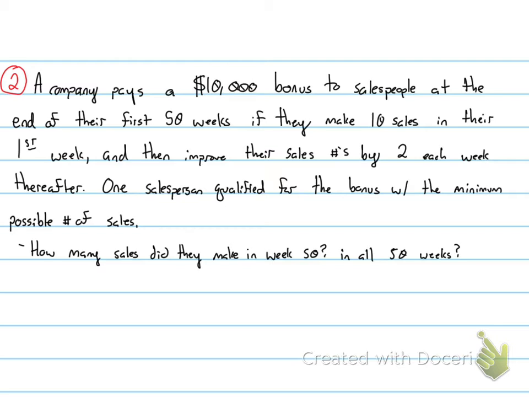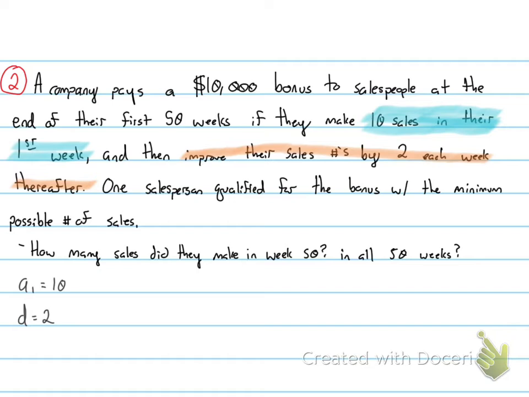To find out how many sales they made in week 50, we're first going to need to know our a1 value to be able to create a formula. Our a1 value is 10 because you have to make 10 sales in your first week. And I know that my common difference, or d value, is 2 because I'm adding 2 sales each week. Since I'm adding 2 sales each week, I know that this is going to follow an arithmetic sequence.